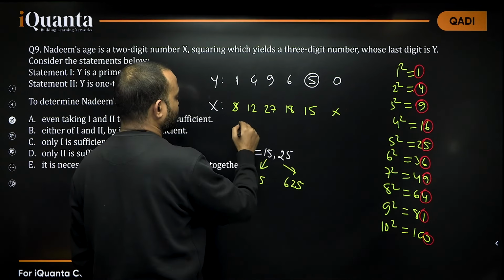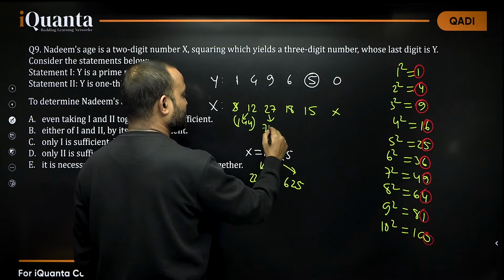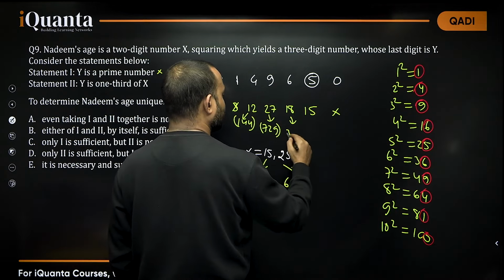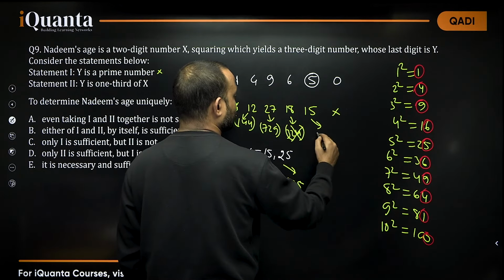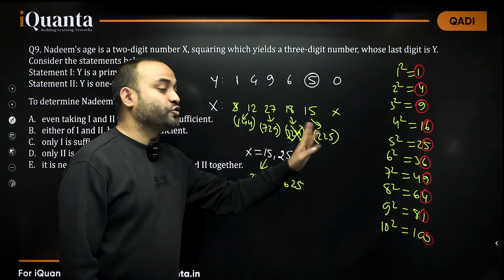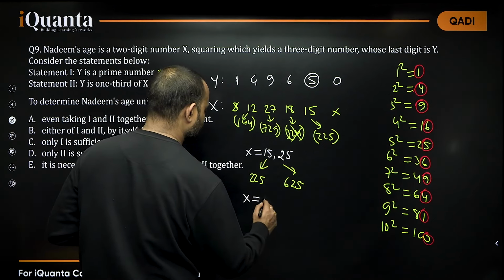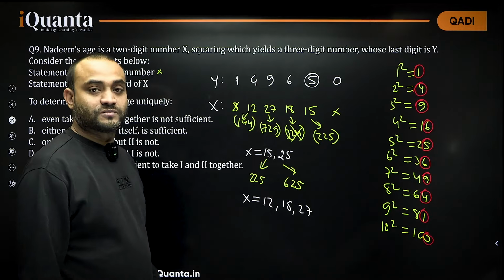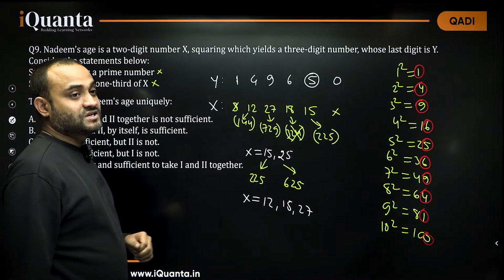Now if I take 12 square, this will be 144. Unit digit is 4, that is possible. If I take 27 square, that is 729. Unit digit is 9, that is also possible. If I take 18 square, that is 324. This case is not valid because the unit digit is not 6. If I take 15 square, this is 225. This is possible because the unit digit is 5. So once again, the values that we are getting for x could be 12 or 15 or 27, right? These 3 values are possible. So the second one is also not sufficient to answer the question alone.